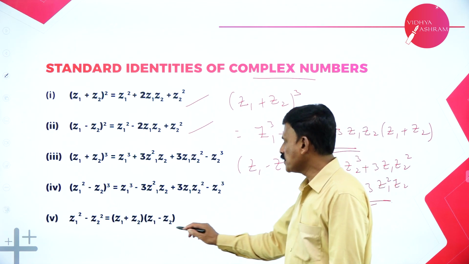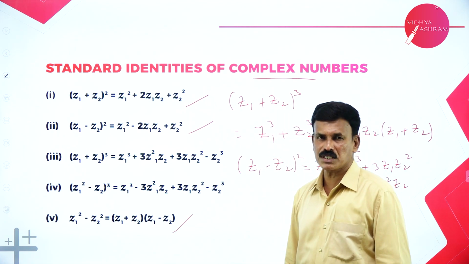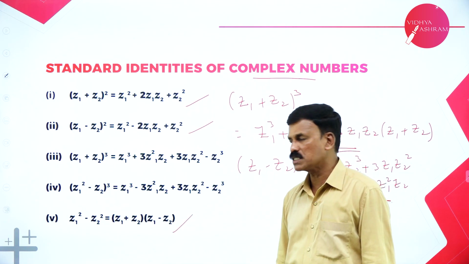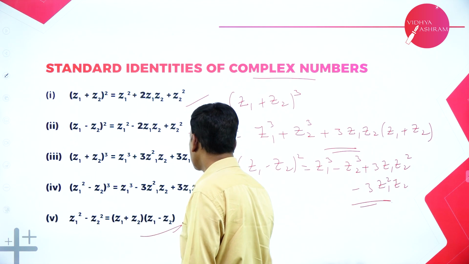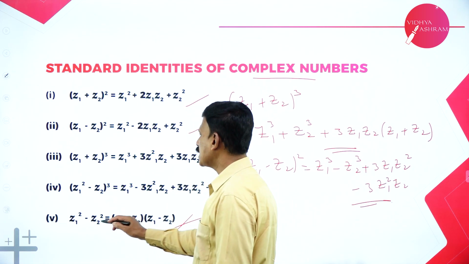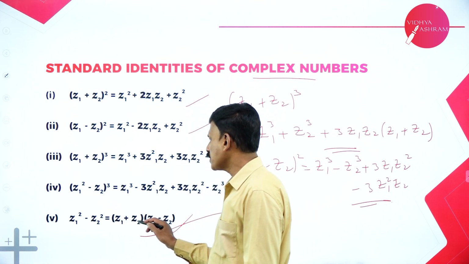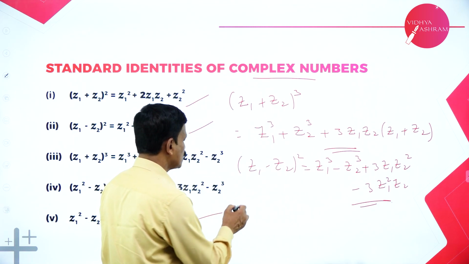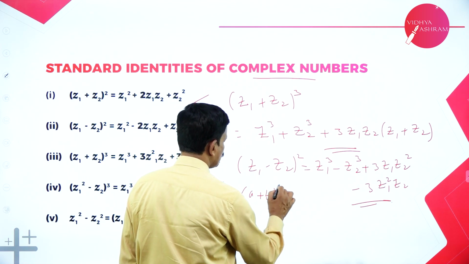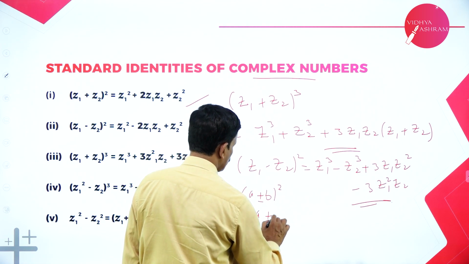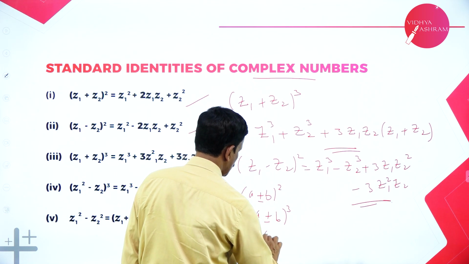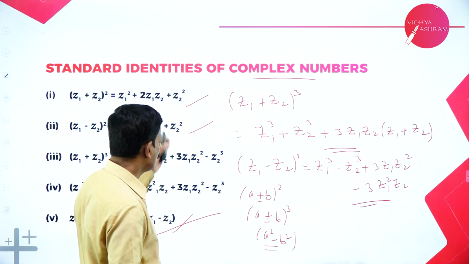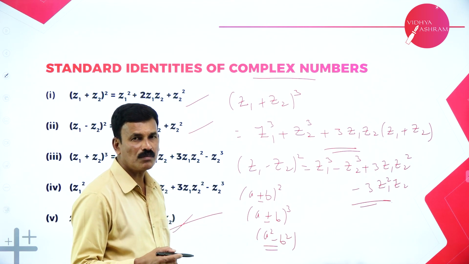Now similarly, if it is of the form z1 square minus z2 square, a square minus b square is nothing but (a plus b) into (a minus b). So z1 square minus z2 square is equal to (z1 plus z2) into (z1 minus z2). So these are all the forms like (a plus b) whole square, (a minus b) whole square, (a plus b) whole cube, (a minus b) whole cube, and a square minus b square. Based on this, we are going to expand a complex number.